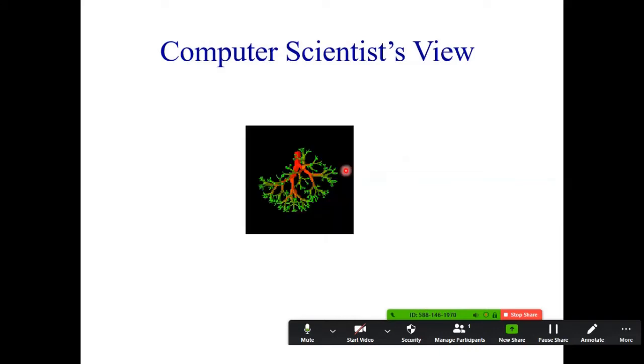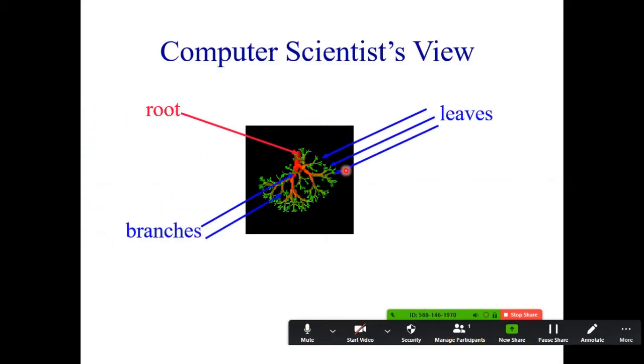How can computer scientists view the tree? Look at this. We are going to reverse the nature view of the tree. Where is my root? The root comes to the top, the branches next, and the leaves at the bottom. So it is totally the reverse of our nature view. Wherever the branches intersect, that point is called a node.